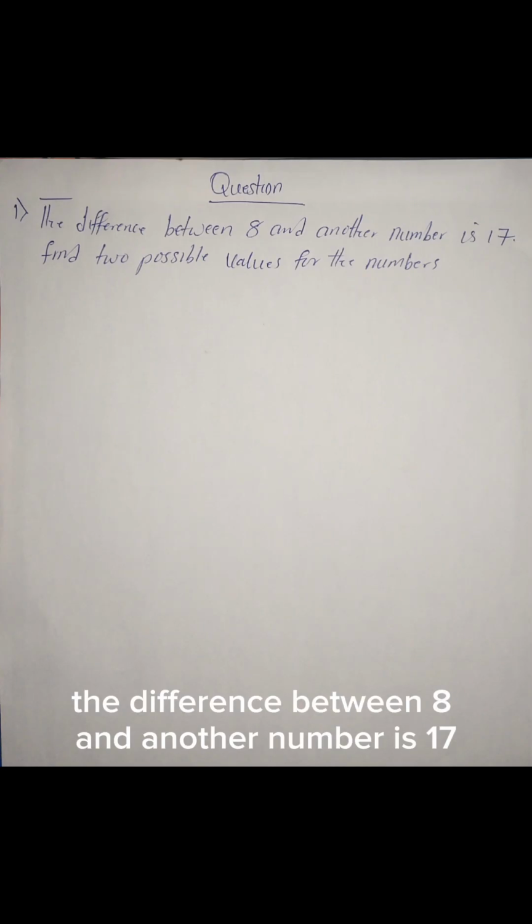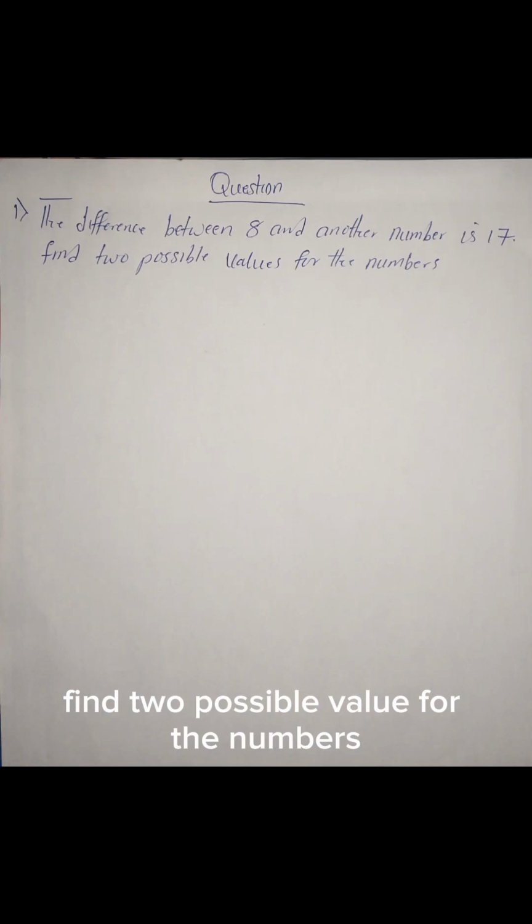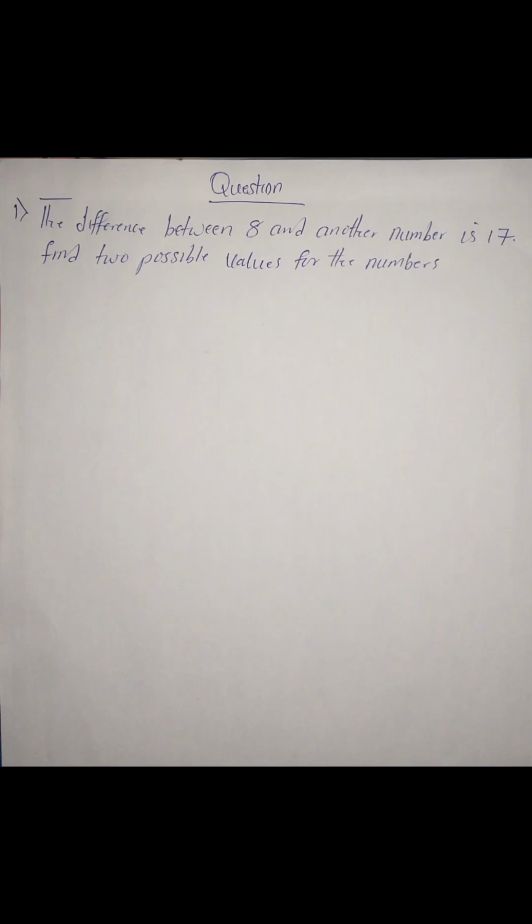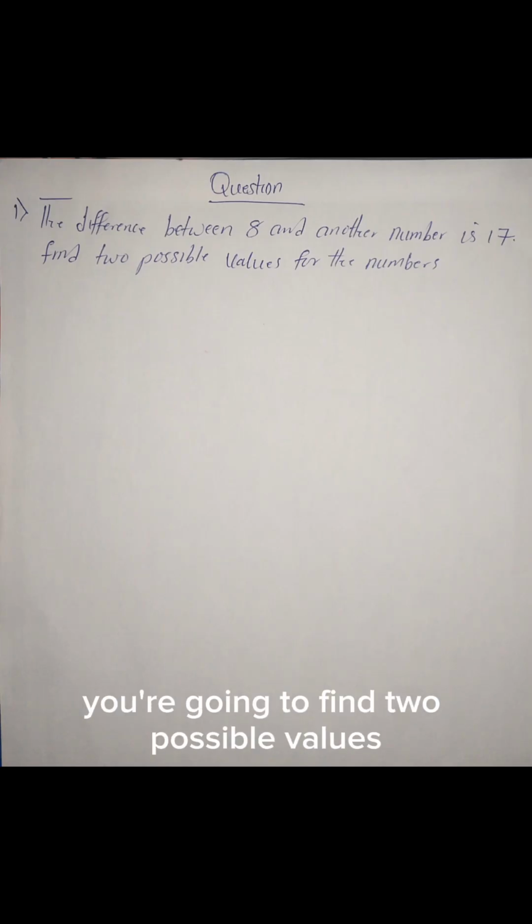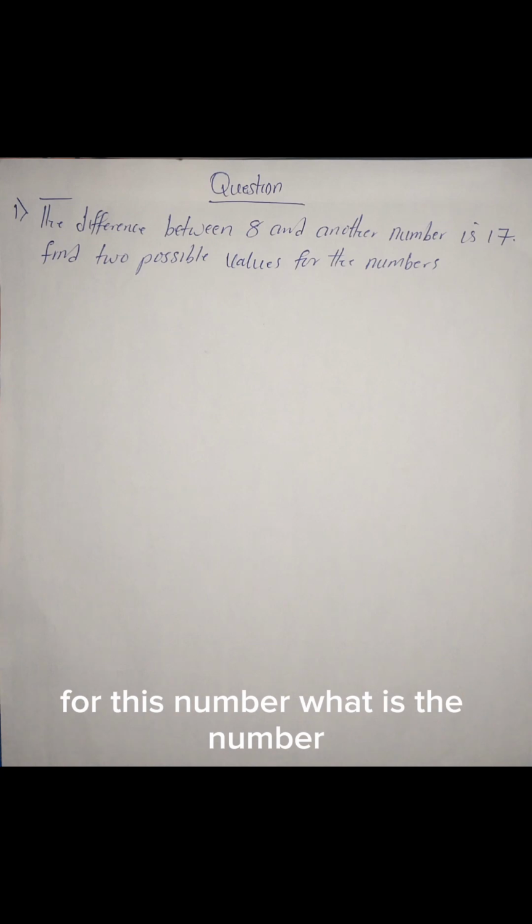Here is another question on word problems. The question says the difference between 8 and another number is 17. Find two possible values for the number. Two possible values means that from this equation you are going to find two possible values for this number. What is the number?